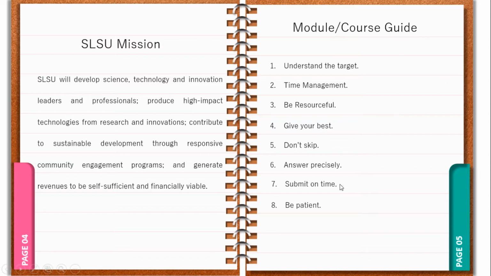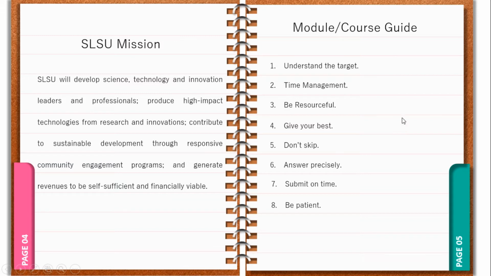And to get the most from this module, you need to do the following in the Module Guide. So first, understand the target. Begin by reading and understanding the course outcomes and every unit learning outcomes. These tell you what you should know and be able to do at the end of this module. Second, time management. Study how you can manage to do the activities of this module in consideration of your other modules from other courses. Schedule and manage your time to read and understand every part of the module.